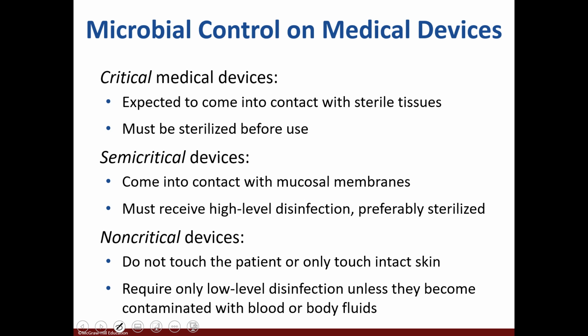The criteria that should be used to determine which method to use is how devices come into contact with patients. Critical devices, such as a sterile needle, that come into contact with sterile tissues must be sterilized prior to use. Semi-critical devices that come into contact with mucosal membranes, like endoscopy tubes, should preferably be sterilized. Non-critical devices, such as a blood pressure cuff, should be treated with low-level disinfectants.